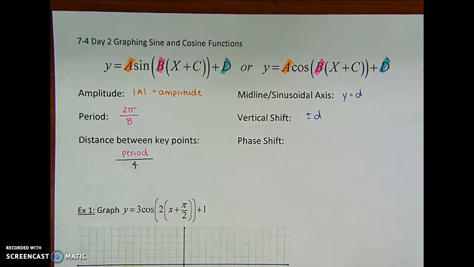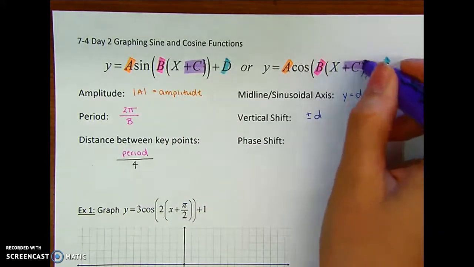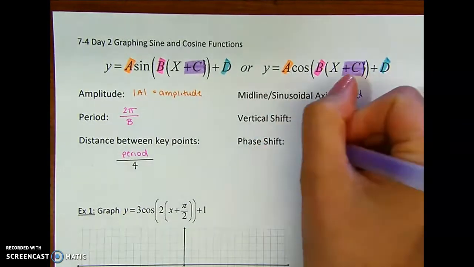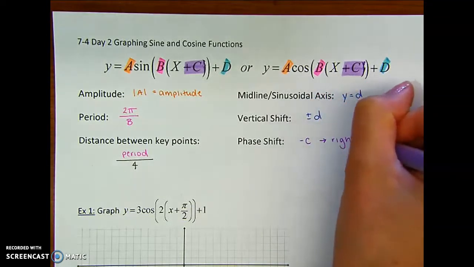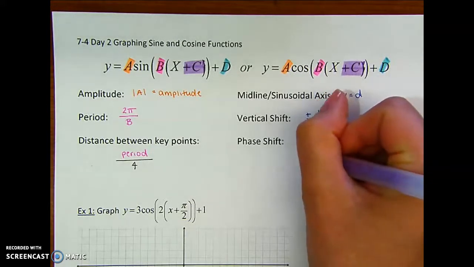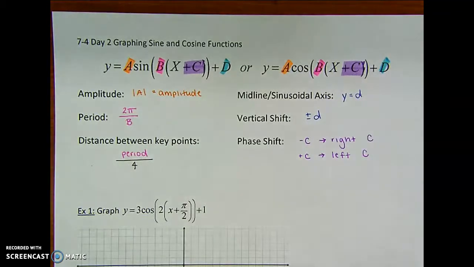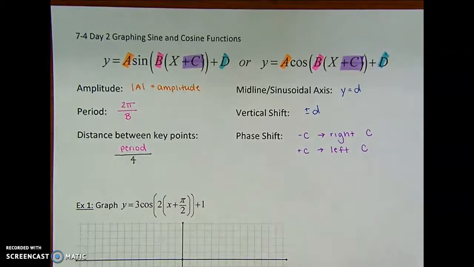And then finally, the phase shift. So the phase shift is going to be based on our C value. Okay, so if we have minus C, that means we are going right by that C value, and if we have plus C, then we are going left by that C amount. Okay, so these are all of the different key features of sine and cosine equations. Let's get into an example.